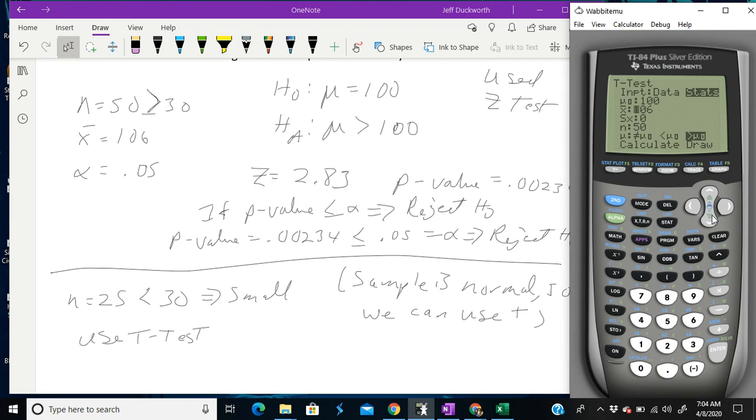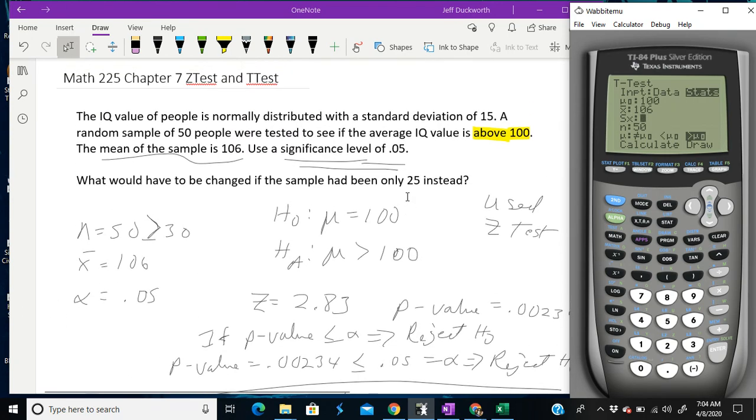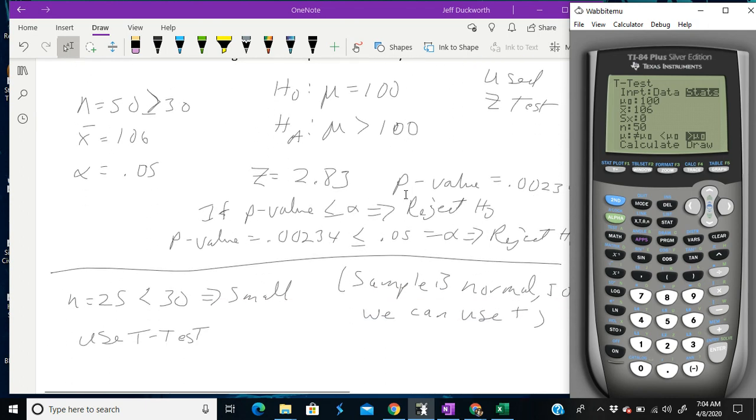All the inputs look the same except for one, and one's very close. So 100 is the same, 106 is the same. It's asking for S. We actually didn't list S, or we don't have the S listed for the problem, but sigma is great. We can use sigma if we have it. That's good. Our sigma was 15. So I didn't rewrite that down, but I should have written it down in the first place. And this n is now 25.